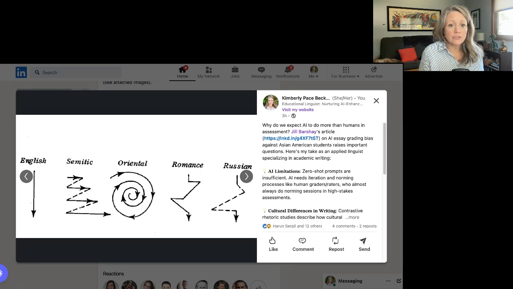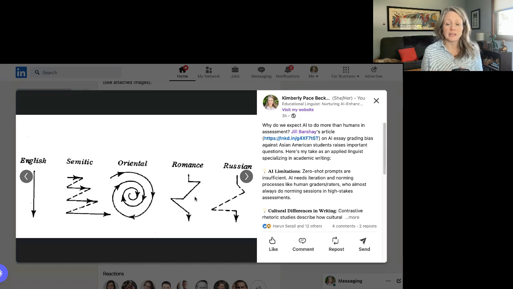Okay, so you see the English here is the straight line down, and it's very direct. So we like to get to the point. And then I'm going to skip over here to Romance language because I have learned a Romance language, so I understand this one a little bit more than the others.